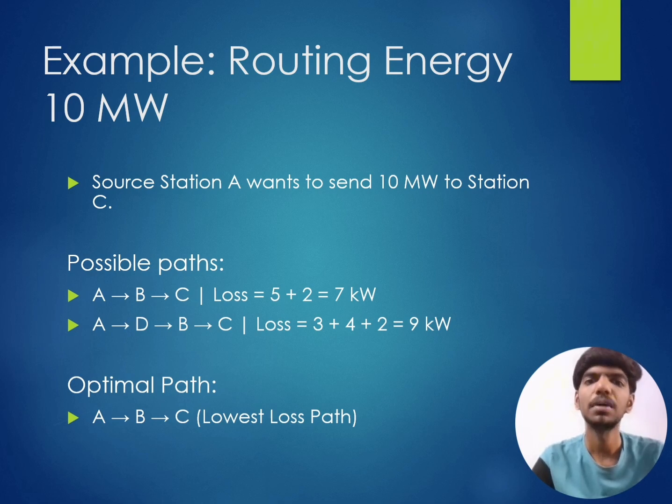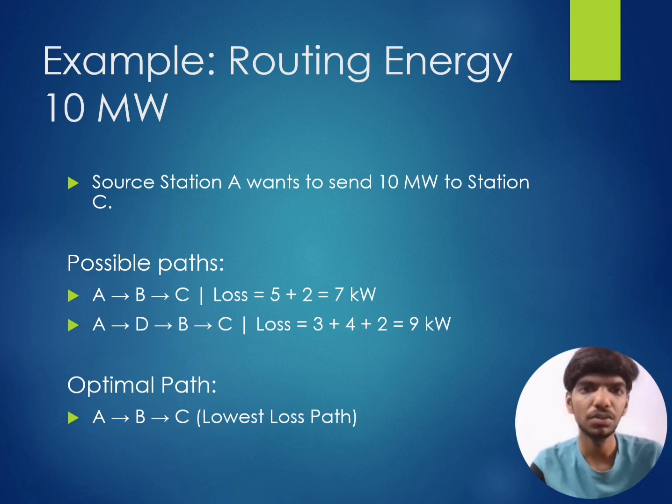But what about another path? We could go from A to D, then D to B, then B to C. If we add up those losses, we have 3 plus 4 plus 2 for a total of 9. By comparing these two, it's obvious that the path A to B and B to C is the optimal one. It has the lowest loss. This is a very simple example of a kind of decision these algorithms make millions of times a day.